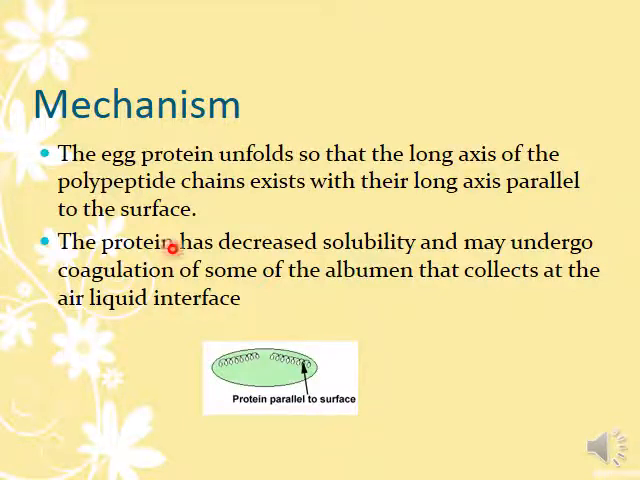So what is the mechanism behind the foaming of protein? Let us take egg protein as an example. When egg protein undergoes whisking or beating, it becomes denatured, which means unfolding of the protein structure will happen. This unfolding will lead to the formation of a long axis of polypeptide chain, and this will be parallel to the surface which is in contact with the air.